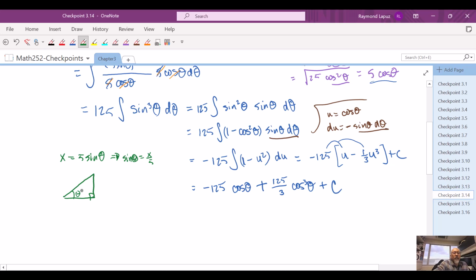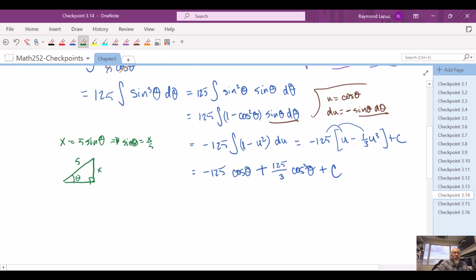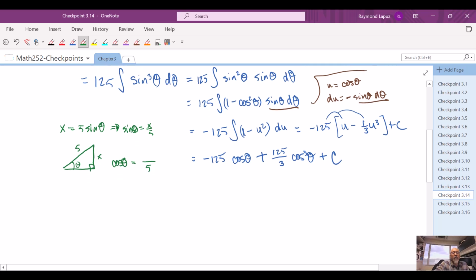So what that tells us is that if we define an angle theta, the x is going to be the opposite, and then the 5 is going to be the hypotenuse. So we got an opposite over hypotenuse business happening. And from there we can figure out what the cosine of theta is by figuring out what the adjacent side over the hypotenuse is going to be. And we know the hypotenuse is 5, we just need to figure out what this adjacent side is. So this adjacent side, using the Pythagorean theorem, would be 5 squared minus x squared under a square root.